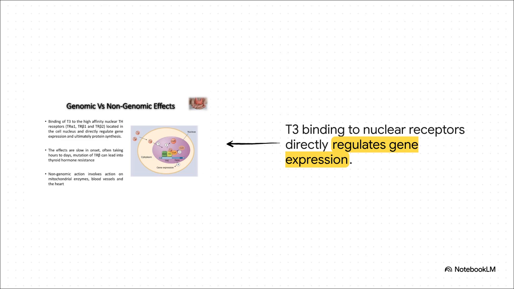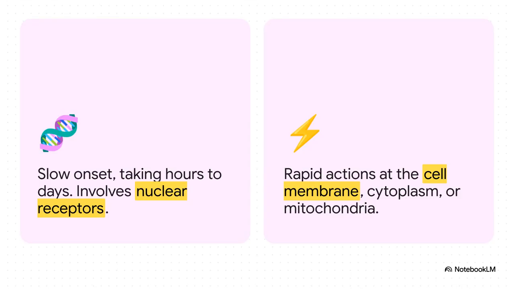By doing this, it directly regulates gene expression and ultimately protein synthesis. But because it's literally rewriting the cellular blueprints, these effects are pretty slow. They often take hours or even days to fully manifest. But the thyroid doesn't only work slowly. We have to contrast that slow nuclear process with non-genomic effects.